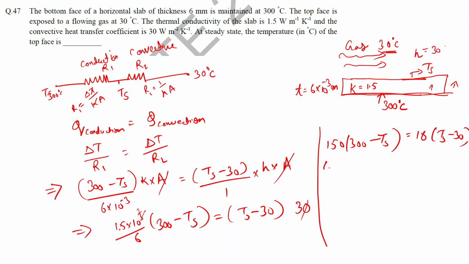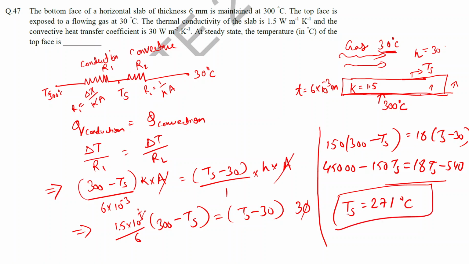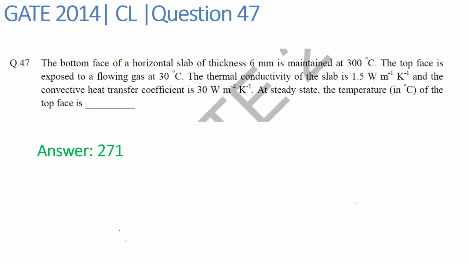So this will become 45,000 minus 150 Ts is equal to 18 Ts minus 540. So you can solve this equation and you will be getting the temperature of the surface as 271 degrees Celsius. So we will report our final answer as 271 degrees Celsius.